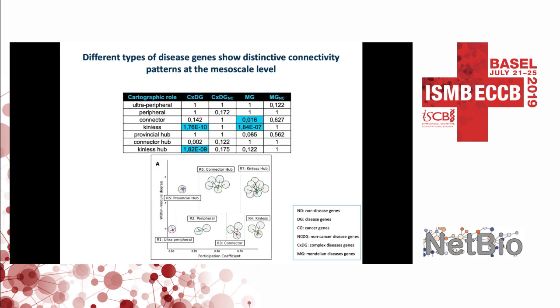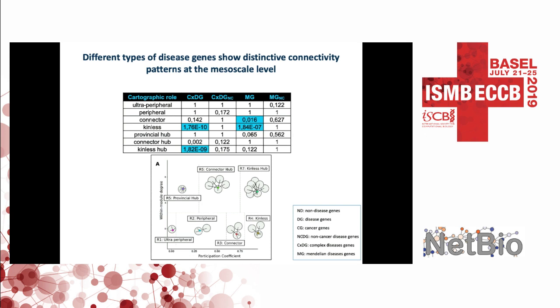We then looked at more well-defined or smaller sets of disease genes. So these are complex disease genes and Mendelian disease genes, where you can see that there is also an enrichment for high participation roles like kinless and kinless hub, so these two roles. And in the case of Mendelian genes, we have kinless and connector roles. But again, when we remove the cancer genes that are also in these sets, this signal disappears.